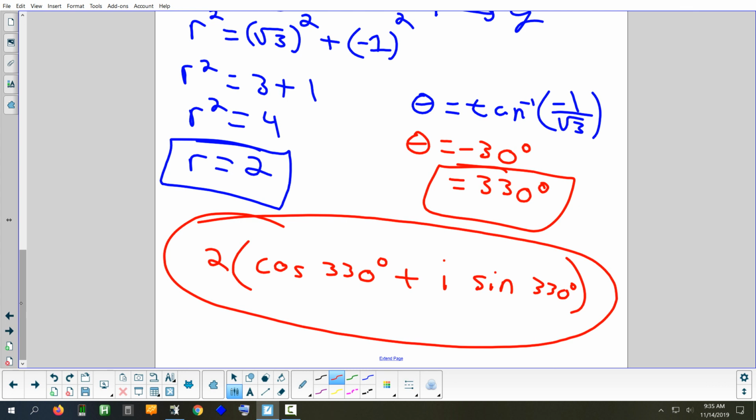And that's how you write a complex number in polar. Okay, pretty much exactly the same amount of work you had to do when we did this with real numbers. Pythagorean theorem and inverse tangent. You're just writing your answer a little different, but it's the same amount of work. Any questions on that?